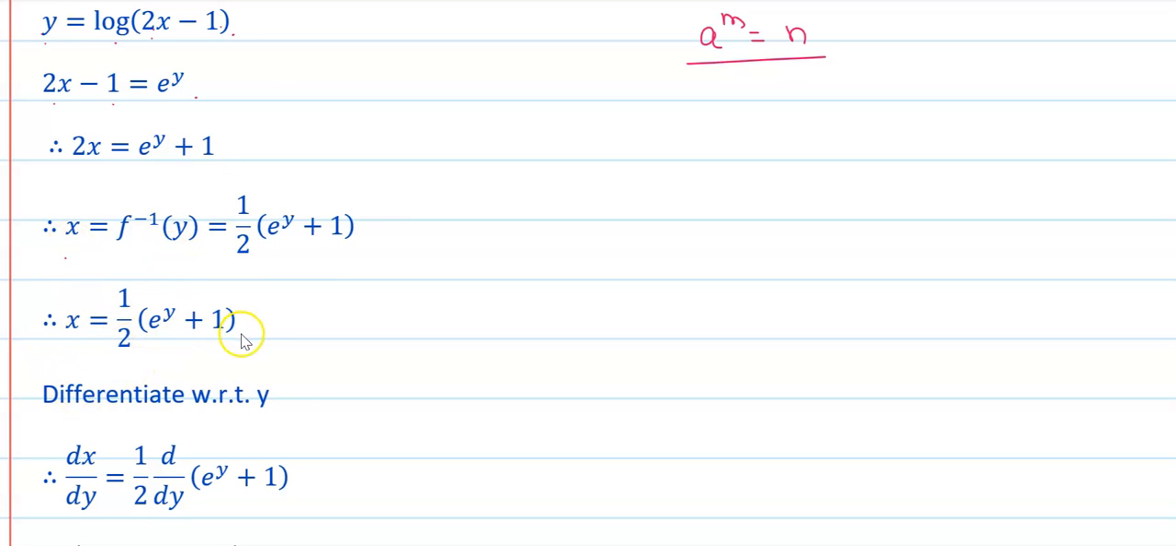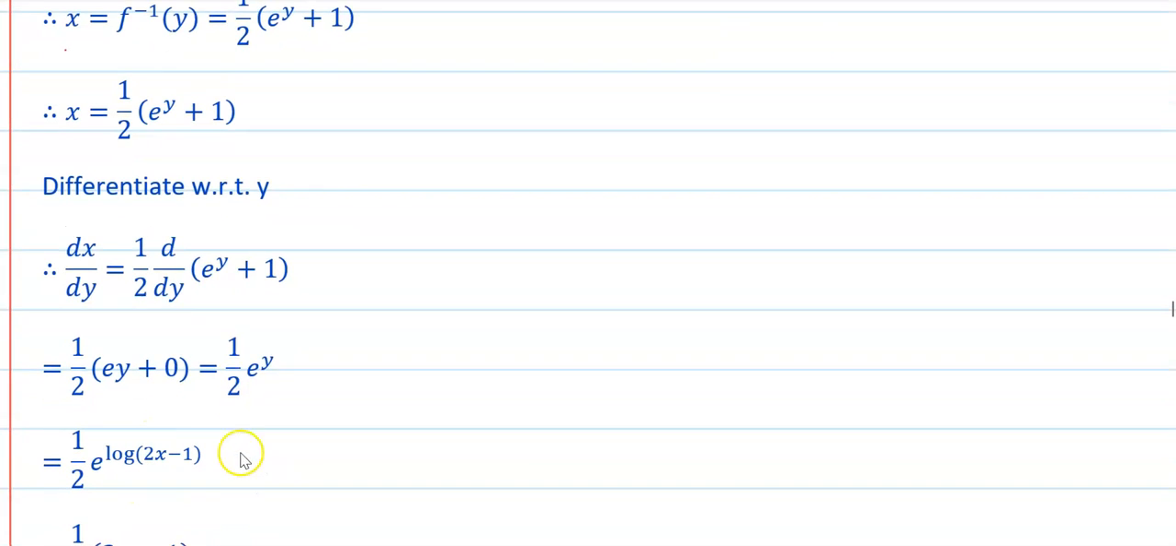Therefore, differentiate this with respect to y. Therefore, dx upon dy is equal to 1 upon 2 d/dy of e raised to y plus 1. Now, what about the derivative of e raised to y? The derivative of e raised to y is e raised to y. Derivative of 1 is 0. And hence 1 upon 2 into e raised to y. Okay. But what is y? Y is equal to log of in bracket 2x minus 1.